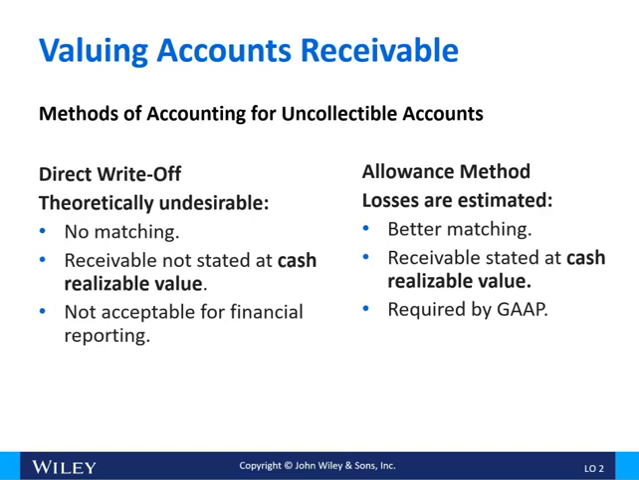The allowance method, the losses are estimated. So we're going to estimate what the losses are. It's better matching because we're going to record the expense in the same period that we record the revenue and the initial receivable. The receivables on the balance sheet are going to be stated at cash realizable value. And if we're following GAAP, we're required to do this.